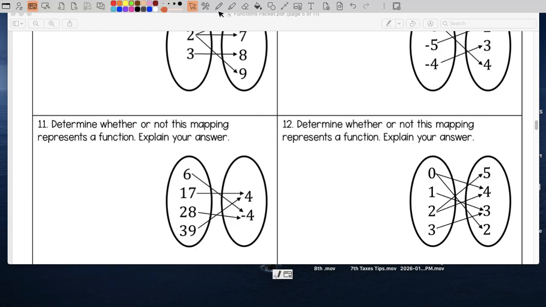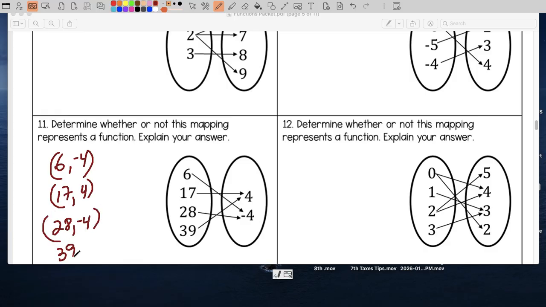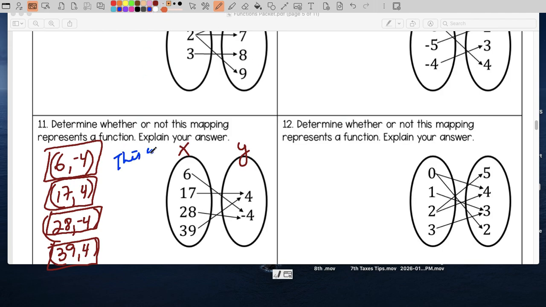Let's see here. 6 is dating -4, so that's okay. 17 is going out with 4, that's okay. 28 is going out with -4. And 39 is going out with 4. So look at it each individually. So 6 is only partnered up with -4. True. There's nobody else 6 is going out with. 17 is only going out with 4. Also true. 28 only going out with -4. True. And 39 is only going out with 4. So each x value has only one y value. Okay, so this is a function.